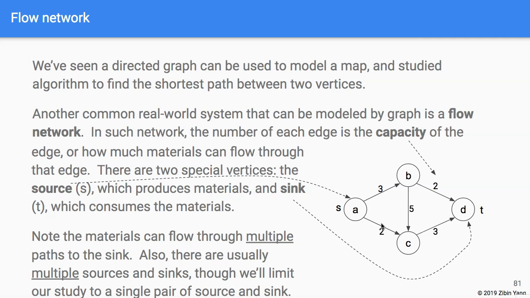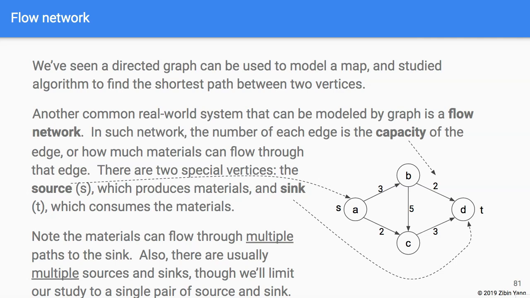Now, what's shown here in the graph, hopefully you can see, is that between the source and the sink there are multiple paths. It can go through this path here, through this path here, and it can even go through this path here. Also, in a more complex flow network, there are multiple sources and sinks, although for our study of the max flow problem, we always assume just a single pair of source and sink.